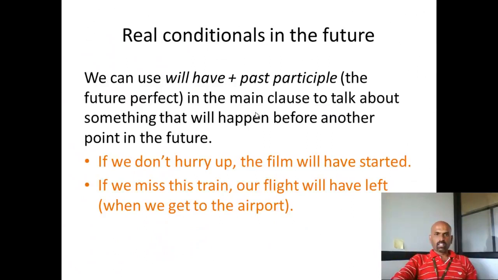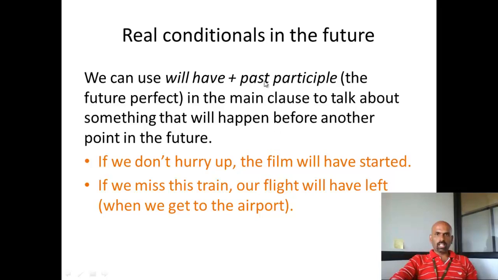Next. First, we'll go to the example. If we don't hurry up, the film will have started. If we miss this train, our flight will have left. Actually, the full stop should be here, and it is wrong here. If you don't hurry up, the film will have started. Actually, here it is the present tense, but here it is the future perfect. Here present tense again: if we miss the train, our flight will have left. But how can you use this combination? Let us see the rule.